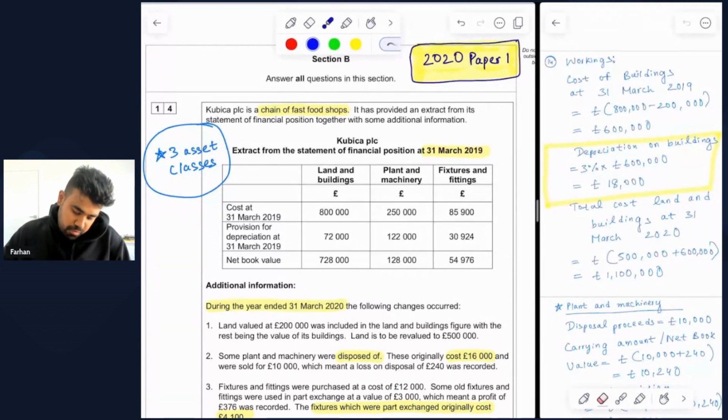And once you take everything into account, the total depreciation that remains is £48,208, which relates to the existing fixtures and fittings at 31 March 2020. And then you find the net book value at the end of the year by simply taking the cost and subtracting the total depreciation, and you should arrive at the net book value of £45,592.